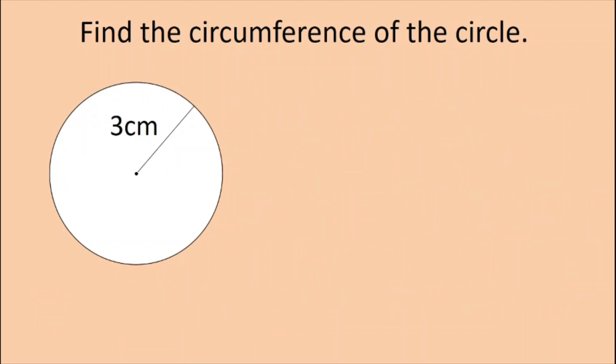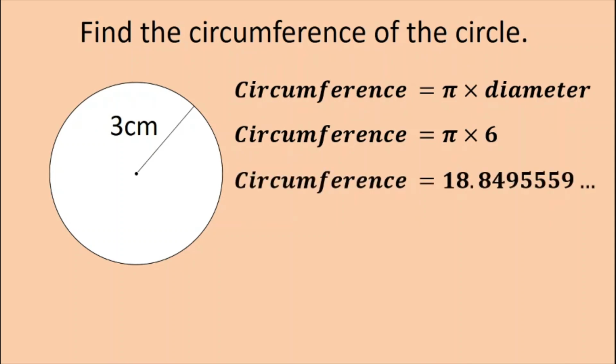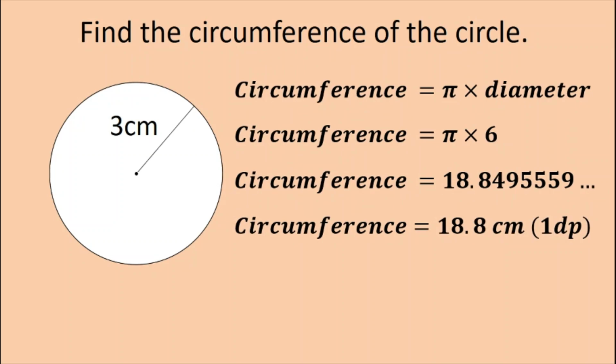Okay, here this one wants the circumference of the circle again, but we don't have a diameter. Our formula is circumference is pi times diameter, but I've given you a radius. Therefore, on this question, we need to double the radius, and we're doing pi times 6, which is the diameter. Therefore, it gives us 18.849 on the calculator, which rounds to 1 decimal place, 18.8 centimeters.